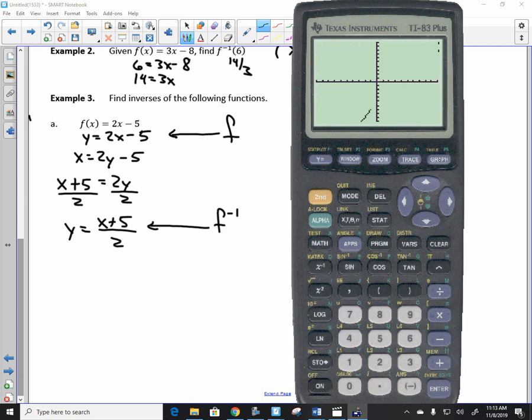Let's see if it follows what we think. There's the first one, there's the second one, and the line y equals x. Can you see how if you flip one over the line y equals x, you get the other one? That's a good indication I did the problem correctly.